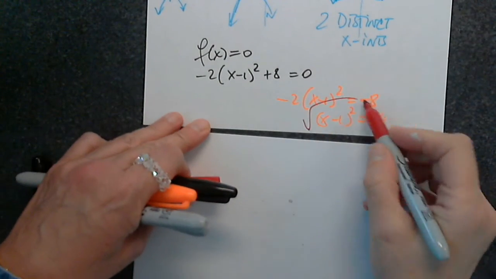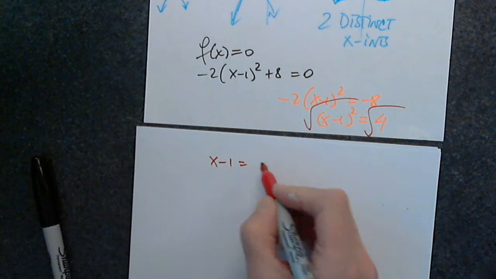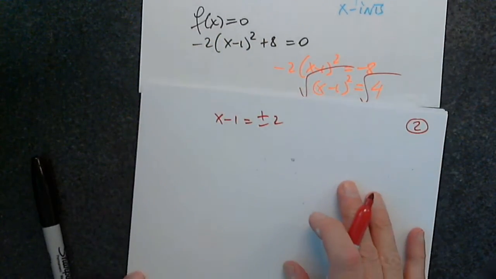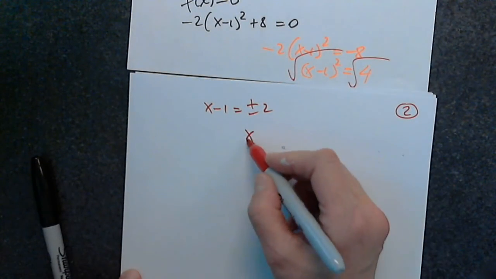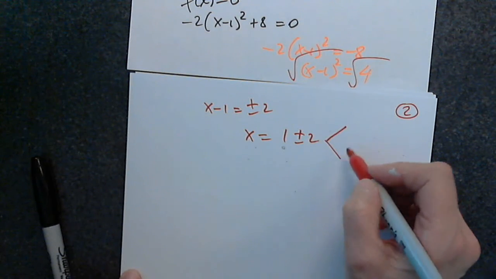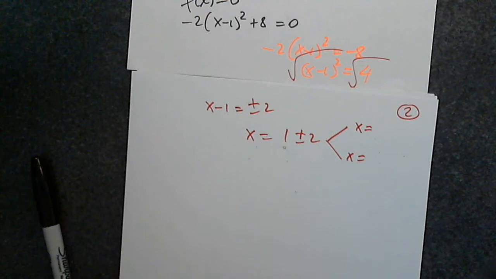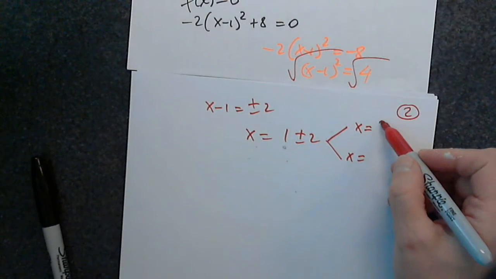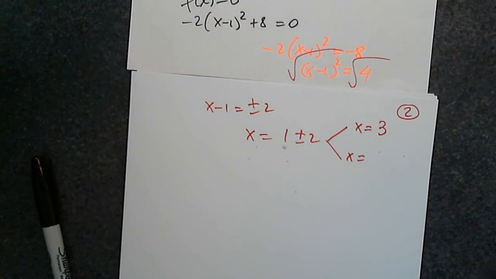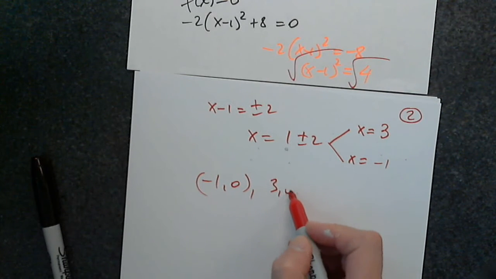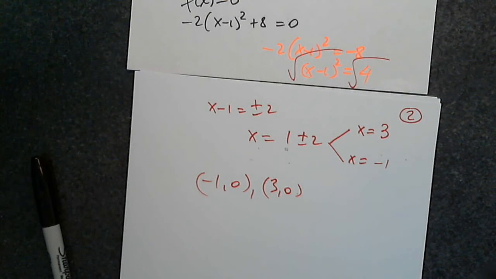Indeed, thank you very much. Taking square roots. So x minus 1 equals, what do we write on the other side? Indeed, if we forget the plus or minus, then we do not get the solutions. So then x equals 1 plus or minus 2. So then we have 2 options, 1 plus 2 and 1 minus 2. The 1 plus 2 gives us 3, and the 1 minus 2 gives us -1. So -1, 0 and 3, 0 are the x-intercepts.